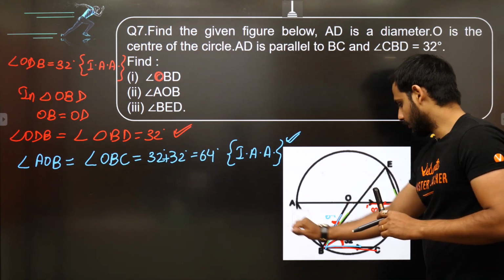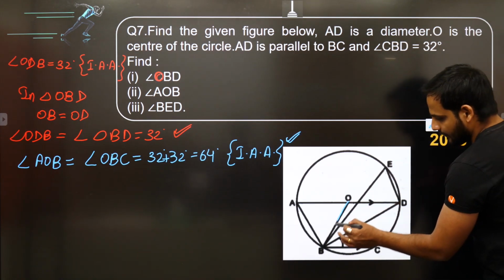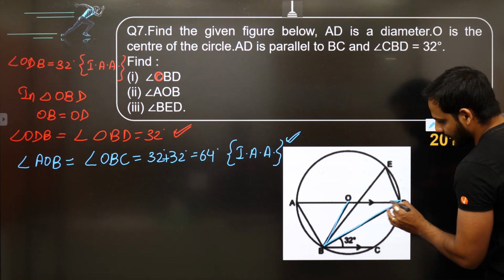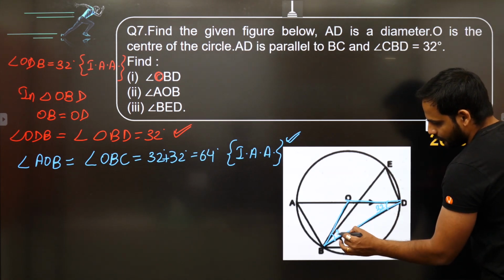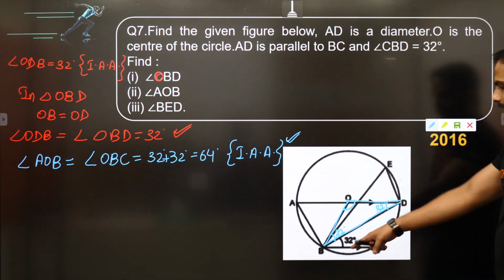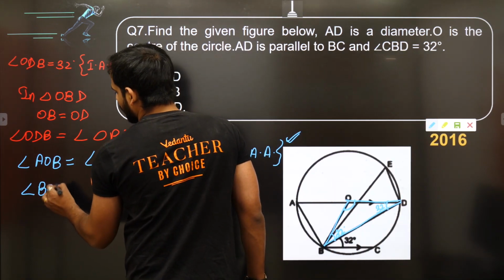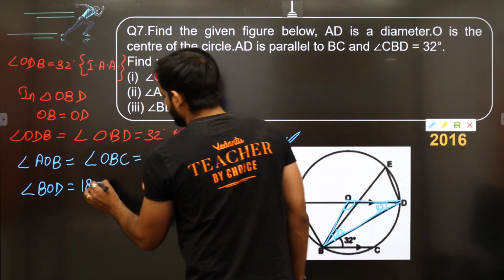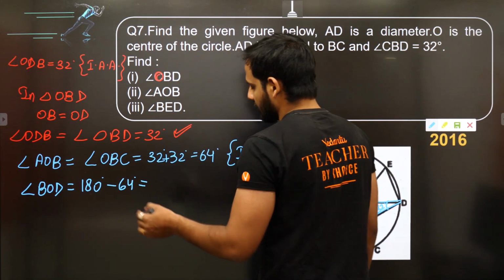Now look, beta, what we have. First, I erase this part. First, look at this part. We have already got this thing that this angle is 32 degree and this angle is 32 degree. So I can easily get this angle. Angle BOD. I can say, sir, angle BOD is equal to 180 minus 64 degree, which is equal to what?